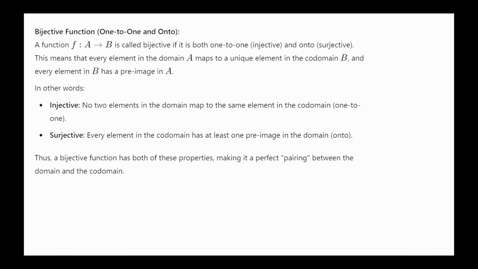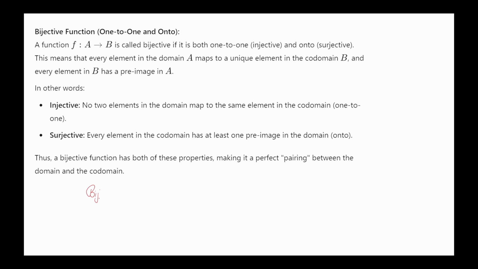So before we move into our example questions, first let us understand what a bijective function is. Any function which is one one as well as onto is known as a bijective function. That means my function should have its codomain equal to its range, and for every value of x I should have a different y.